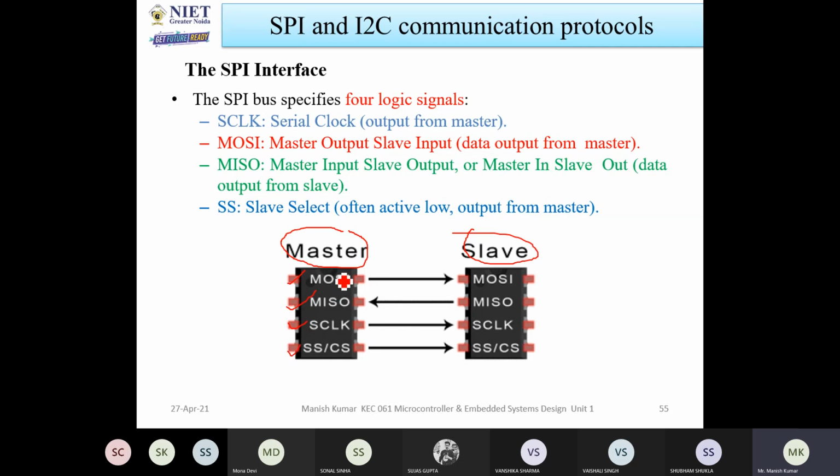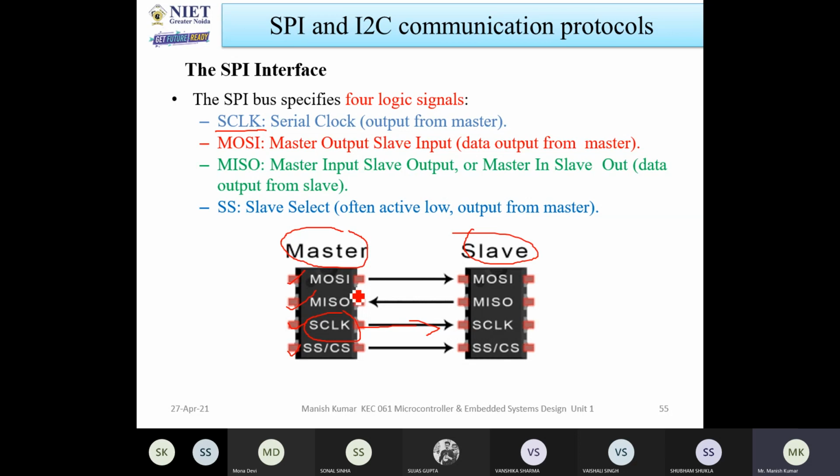First you have to understand the use of these 4 signals. SCLK is called serial clock. This serial clock is the output from the master device. You can see in the slave there are no output pins available for the SCLK line. That's why only the master will generate the clock. When a transfer is needed, the master will generate the clock and activate the slave signals.